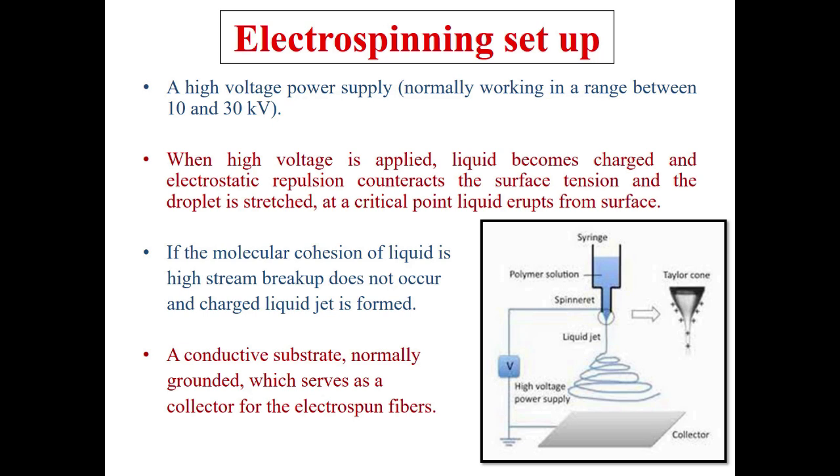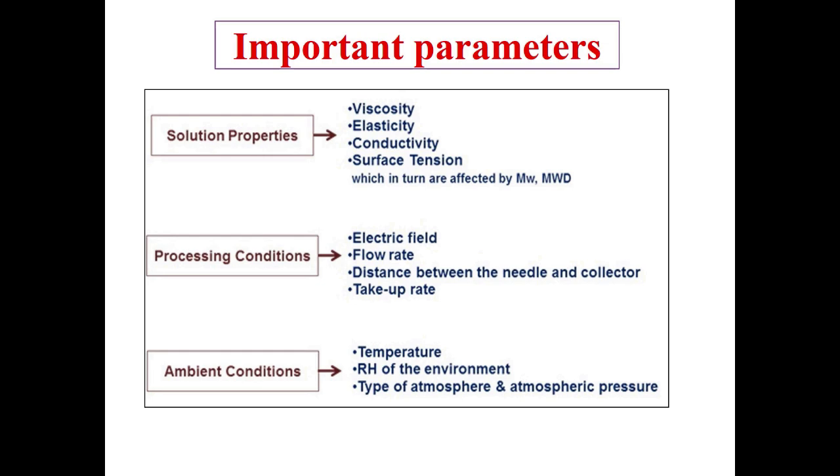the syringe becomes charged, and the electrostatic repulsion counters the surface tension, and the droplet is getting stretched. At a critical point, liquid erupts from the surface. If the molecular cohesion of the liquid is high, then stream breakup does not occur, and a charged liquid jet is formed. A conductive substrate, normally grounded, will serve as the collector for the electrospun fiber. These are the important parameters associated with this particular setup.